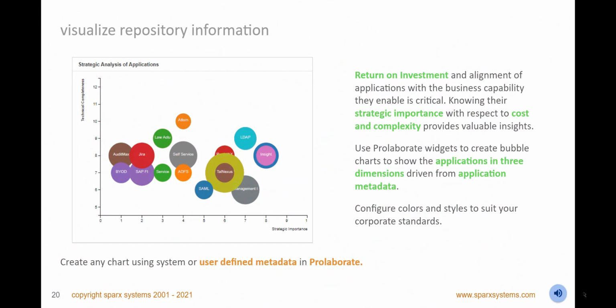Visualize repository information using powerful Prolaborate dashboards that contain a range of widgets, charts and graphs. Include any repository information and drill down to lower-level charts and to the underlying elements that represent the data. Create sunburst, bubble, pie and bar charts, and more to provide these insights into the repository and its models.